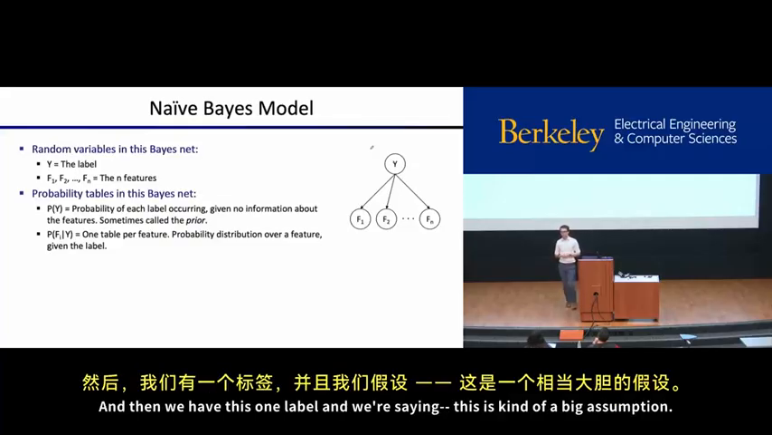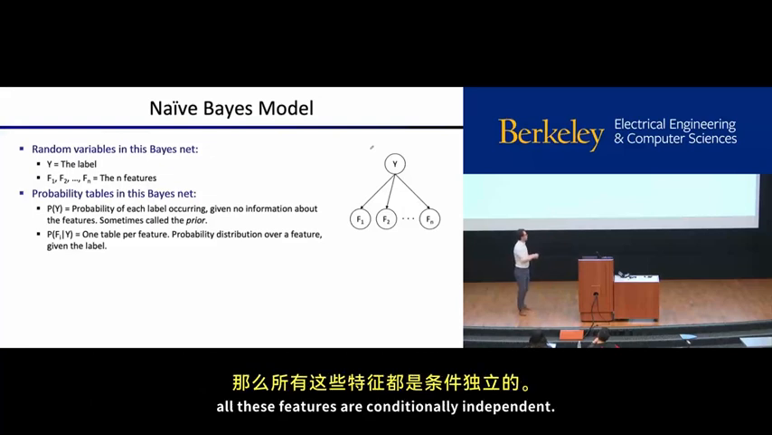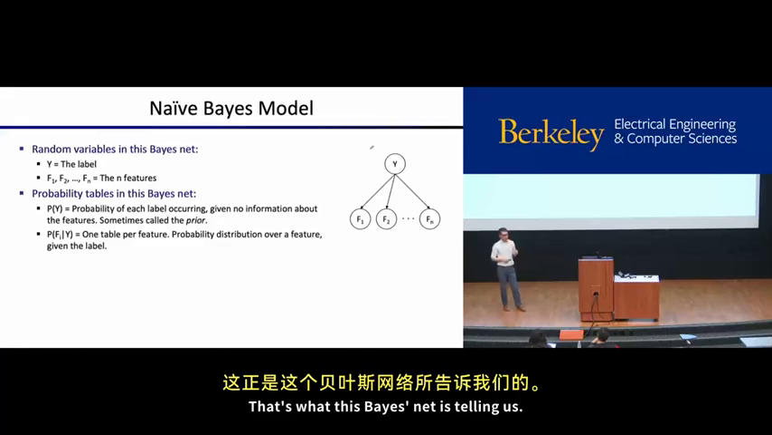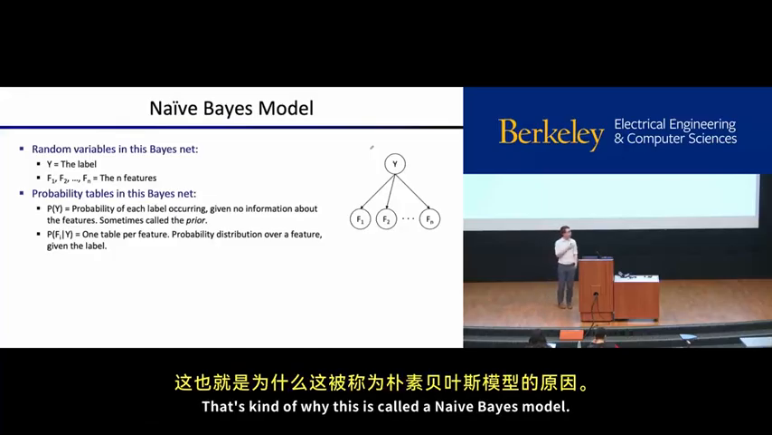And then we have this one label, and this is kind of a big assumption. We're saying that if we know the label, all these features are conditionally independent. That's what this Bayes net is telling us. It says these variables are conditionally independent given their parents, and they only have one parent. That's kind of why this is called a naive Bayes model.